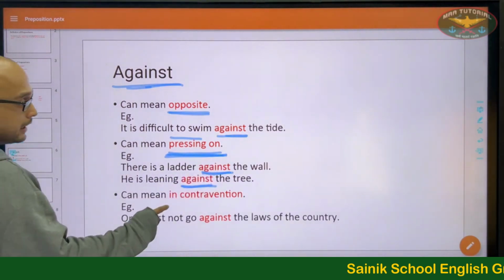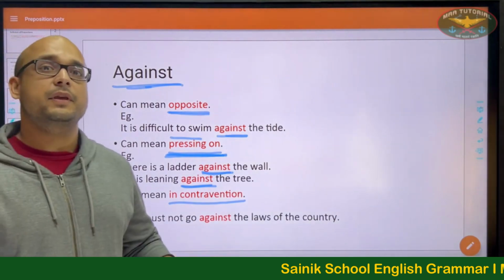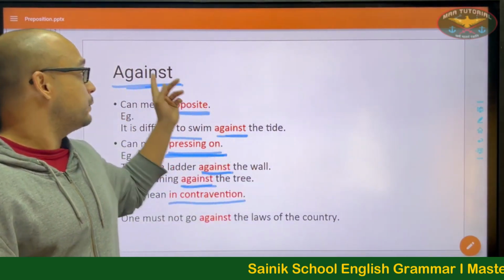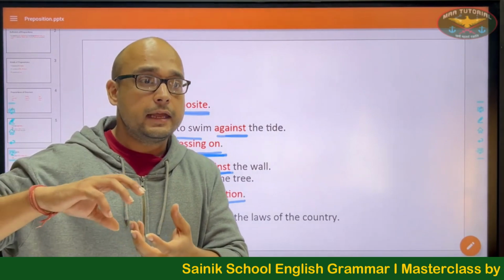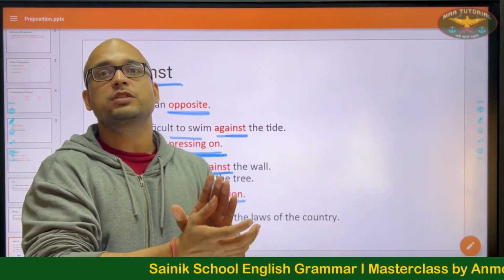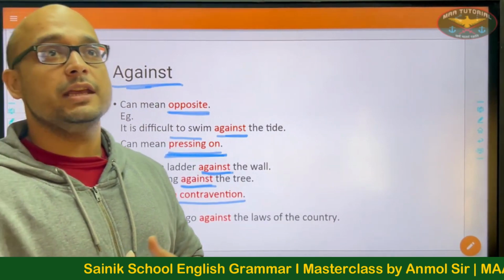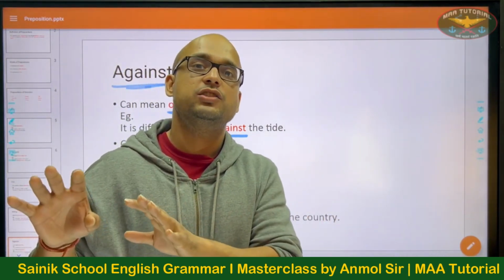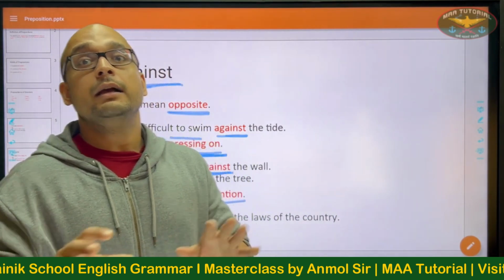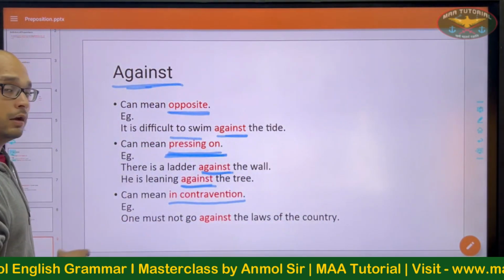Then we have in contravention. In contravention means against something, though not in the same way as against. In contravention is when you are not agreeing to someone. If someone asks you to do something or suggests something and you ignore that and do something else, you are going in contravention to them. You are contravening their instructions or their ideologies. So contravention, against the laws.